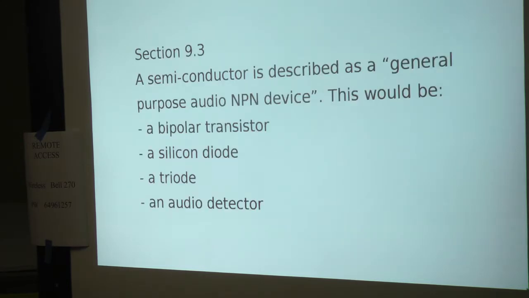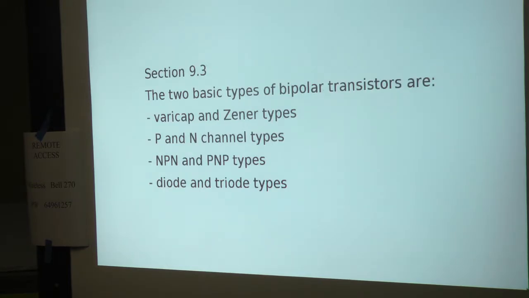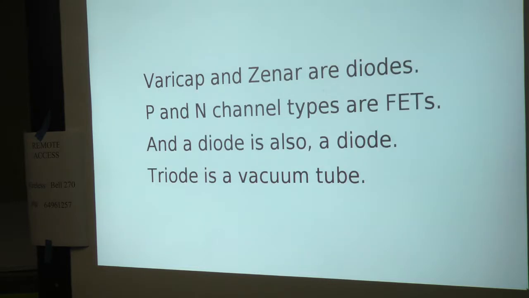So, all right. A semiconductor is described as a general-purpose audio NPN device. This would be a bipolar transistor. Yep, right on the head. Audio is a voltage differential, so we would use the BJT. The 2 basic types of bipolar transistors are NPN and PNP. That's correct, yep. You said that earlier.